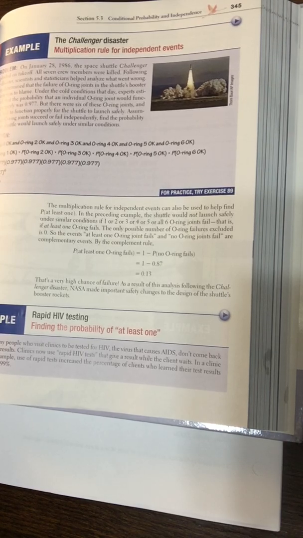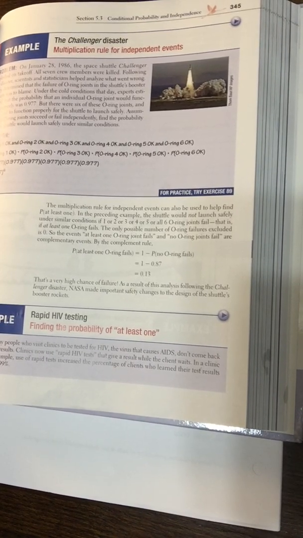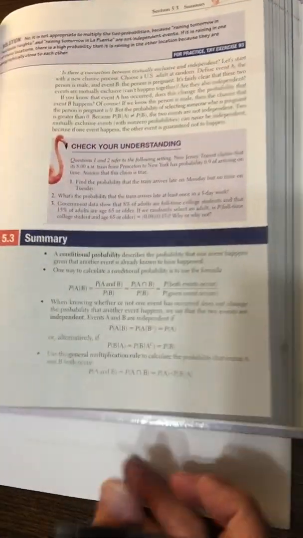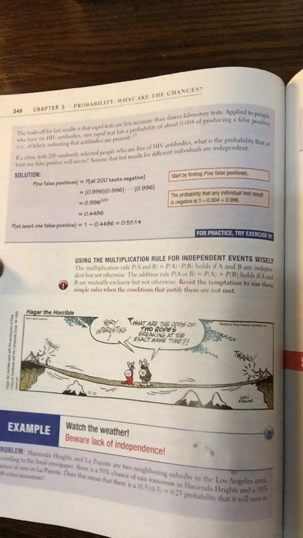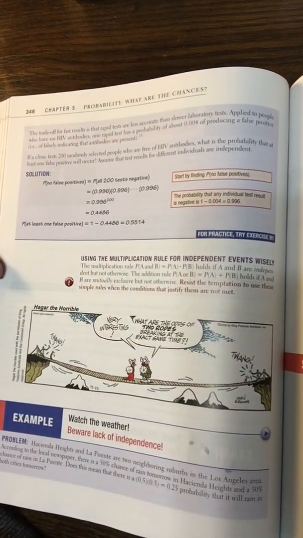A rapid HIV test. Well, we've heard of some rapid tests recently in our history. In a clinic in Malawi, for example, the use of rapid tests increased the percentage of clients who learned their test results from 69% to over 99%. Okay, this ought to sound familiar to you. The trade off for fast results is that rapid tests are less accurate than slower laboratory tests.